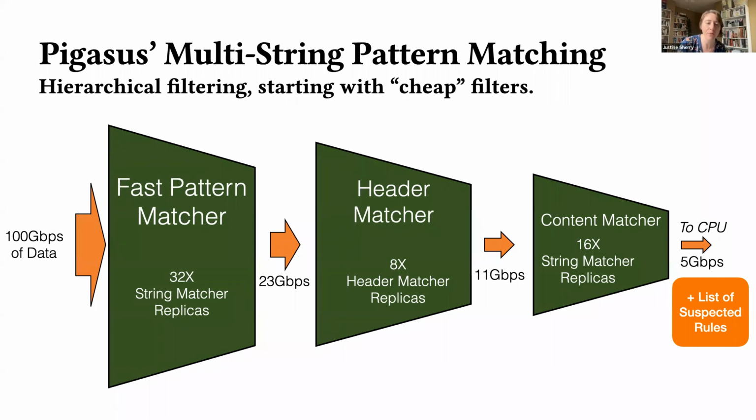Finally, we're left with 11 gigabits per second of traffic on average. We check the remainder with 16 parallel matchers. These matchers are much more complex than the first two, but we only need 16 of them because we've filtered out so much. The remaining 5 gigabits per second are sent to the CPU for a final check. But at this point, 95% of innocent traffic has been accurately identified as such.